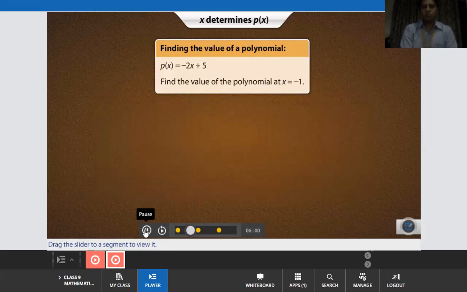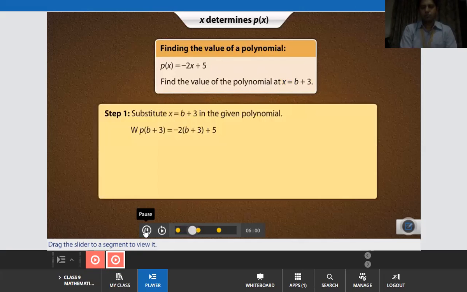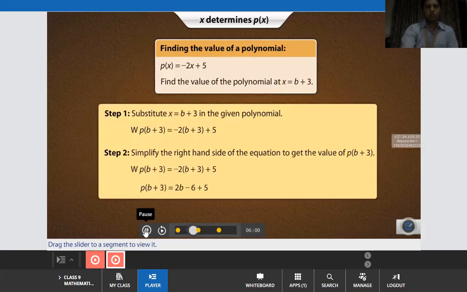Let's look at another example where we must evaluate the polynomial at x equals b plus 3. Remember, we must follow the same steps here as well. First, substitute x equals b plus 3 in the given polynomial and then simplify the right-hand side of the equation. So here, if we put x equals b plus 3, that is minus 2 times b plus 3, we multiply minus 2 inside the bracket. It will become minus 2 into b, minus 2b, and minus 2 into plus 3, which is 6 with a negative sign because minus 2 is negative. So it is minus 6 plus 5.